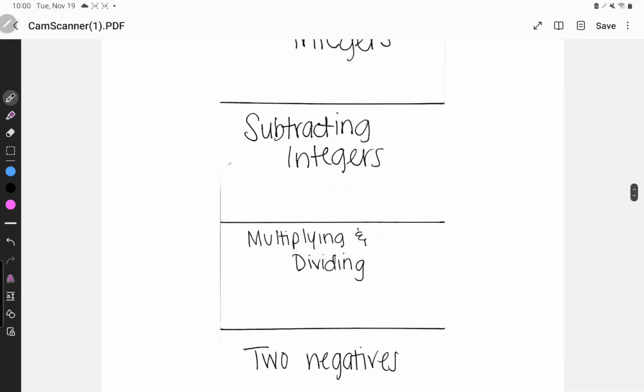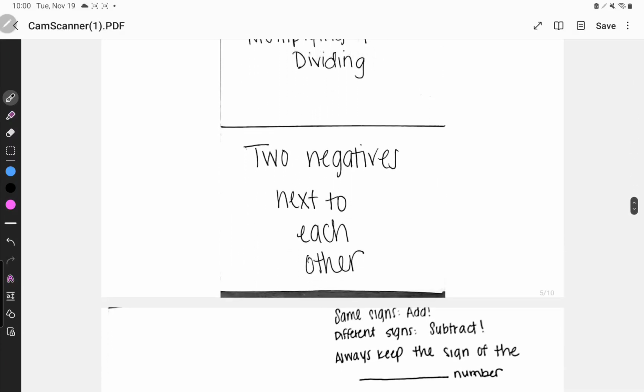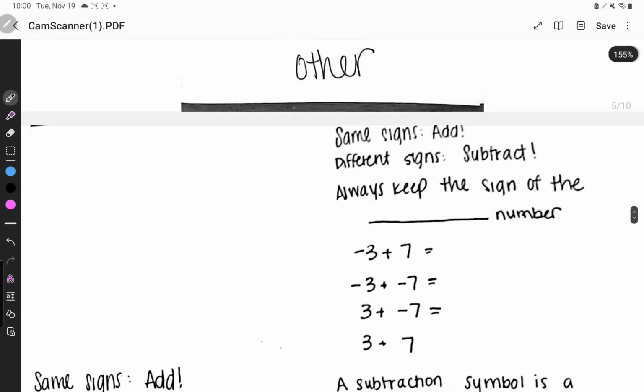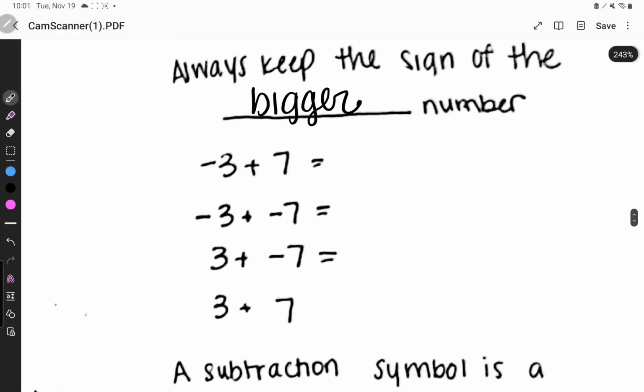All right, the next one that we have is adding integers, subtracting integers, multiplying and dividing integers, and then if you have two negatives next to each other. So when adding and subtracting, if you have same signs, you add. If you have different signs, you subtract, and we always keep the sign of the bigger number. So if we look at this first example right here, I have -3 plus 7. Those are different signs, and different signs subtract. So 7 minus 3 is 4. And then I keep the sign of the bigger number. The bigger number is 7, so I have a positive 4.